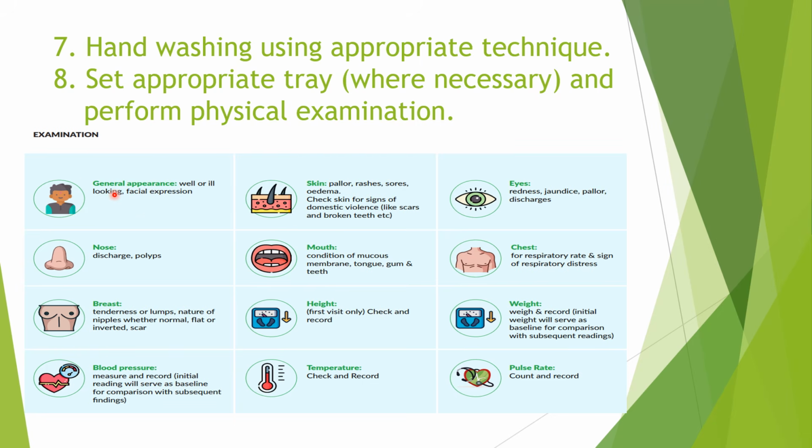So the first thing is to look at the general appearance of the client. You look at her face expression, ill looking or well. Then you look at the skin for pallor, rashes, sores, and any other sign of domestic violence like beating, bruises and cuts and the rest. Look at the eyes for redness, jaundice, pallor, and the rest. So check the nose, check the mouth, check the chest and the breast, check for lumps and tenderness and the rest.